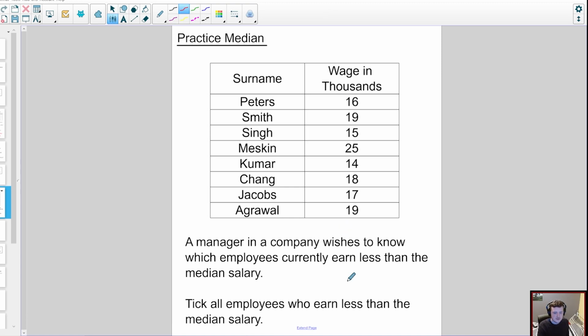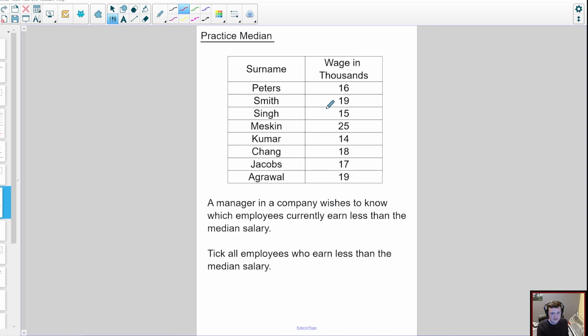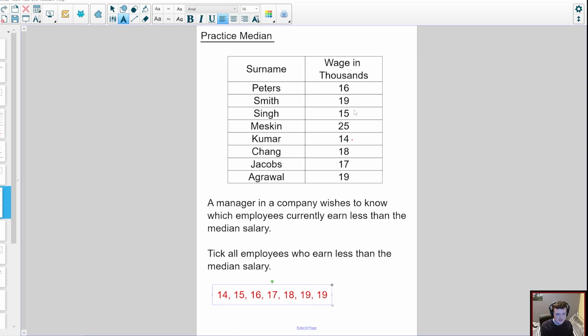Okay, so first things first, we know with the median we're going to have to order all of our numbers. So there's lots of different systems to work out how to do this, but what I tend to do is look down my list, find the smallest number, which is 14, make a note of it, and then write it down. So that's 14. Keep going along with this, so it's going to be 15, then 16, then 17, then 18, then 2 19s, and a 25, because there are 1, 2, 3, 4, 8 things, and I've got 8 numbers.